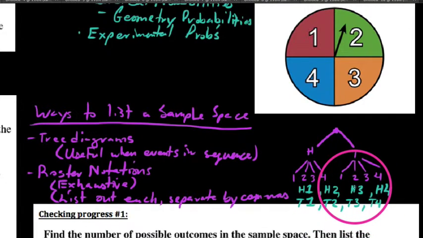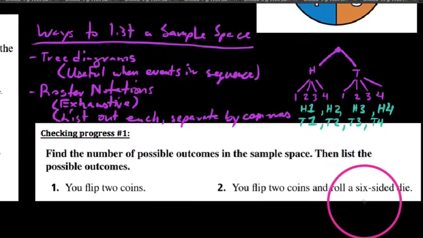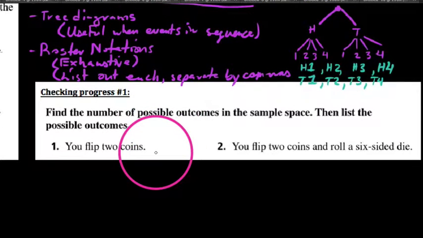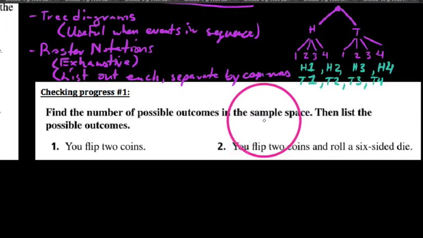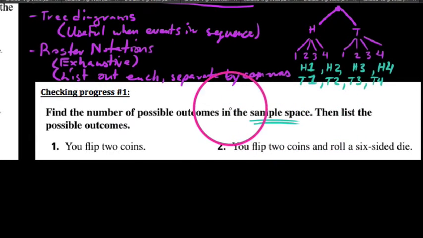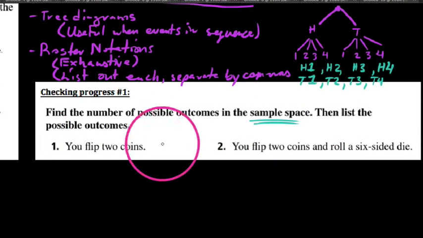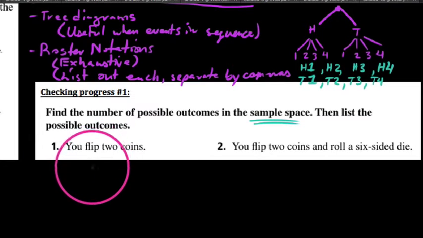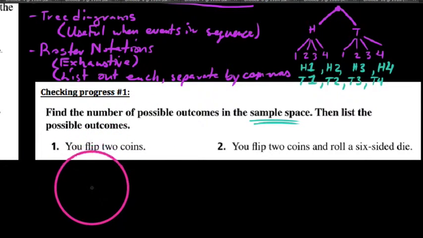So what I want to do here is have you check yourself, see what you get with these two. What we want to do is find the number of possible outcomes in the sample space, the set of all possible outcomes for these experiments. So go ahead, give these a shot. Flipping the 2 coins. What did you get here?